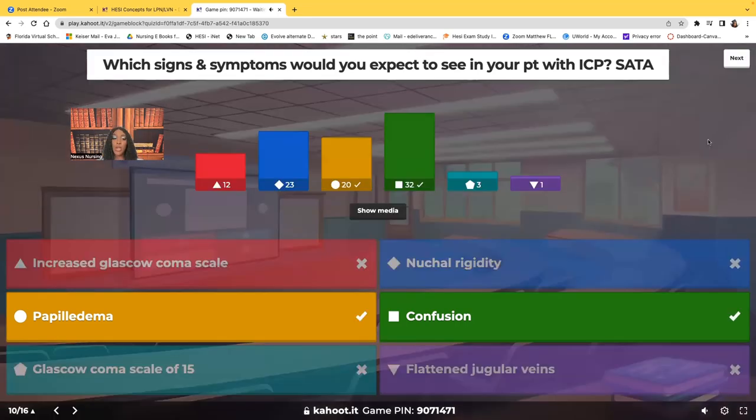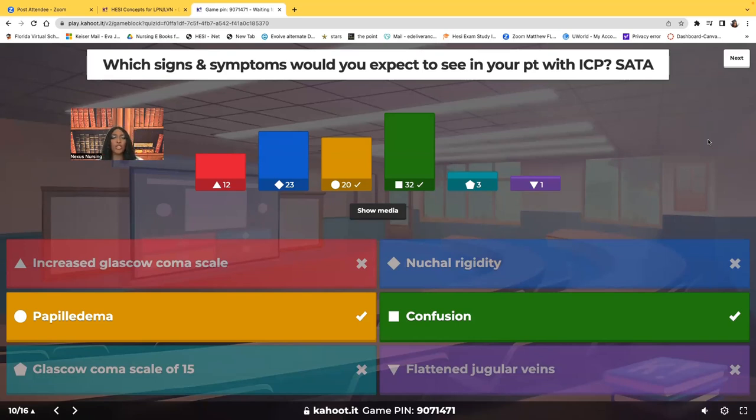Okay, guys, so let's go over the correct answer choices. Remember, this was a select all that apply. So I'll go over them in order. It's not going to be increased Glasgow Coma Scale. 12 people chose that. Let me explain this to you. The higher your number on the Glasgow Coma Scale, the better off you are. The lower the number, the worse off you are. The best you can ever get is 15.